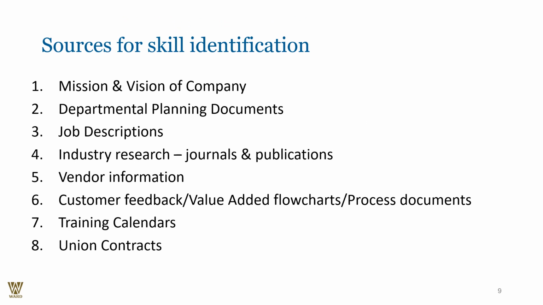Sources for the identification of these skills can be found in the literature of the mission and the vision of the company, and we can go as far as possible with it. Industry research journals and publications, vendor information, customer feedback, value-added flowcharts, process documents, training calendars, and union contracts are what we can go across on an as-needed basis.